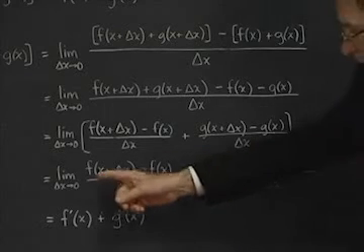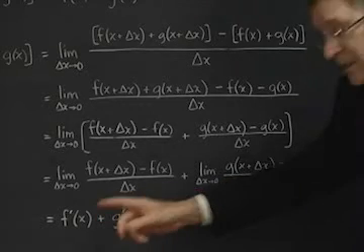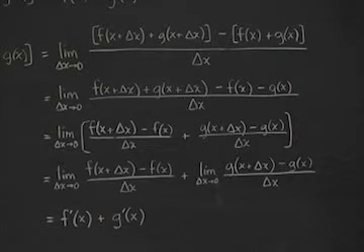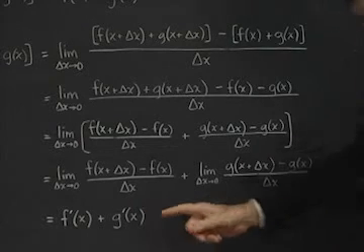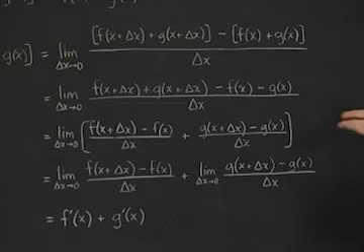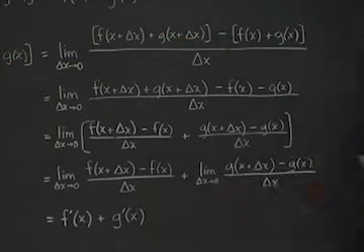What is the limit of f of x plus delta x minus f of x over delta x? That's, by definition, f prime of x. And in a similar fashion, the second limit is g prime of x. So what have we shown? The derivative of the sum f of x plus g of x is precisely f prime plus g prime.